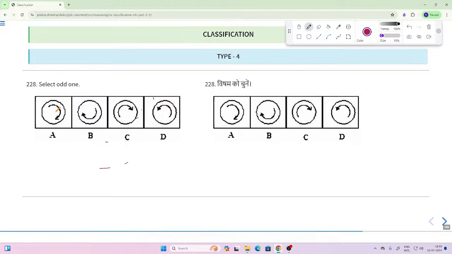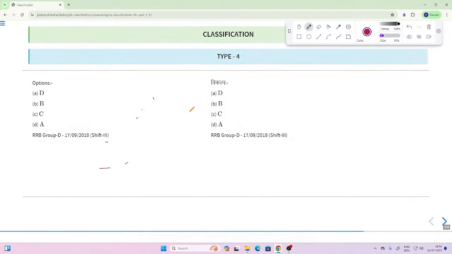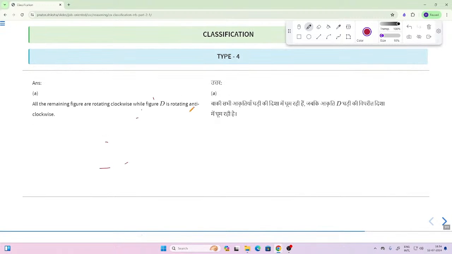A is a figure where again you can see its arrow is pointing in a clockwise direction. B is a continuation. C is a continuation. All A, B, C form an arrow pointing clockwise. D is the only one which is pointing in an anti-clockwise direction. Hence D is the odd one out. Option D: all remaining are rotating clockwise while D is rotating anti-clockwise.